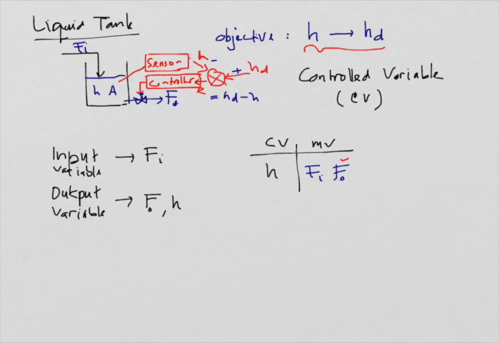But when we make the configuration of the controller like this, and we choose the FO as manipulated variable here, then we manipulate it by the control valve by the controller. So the FO is not an output variable in this control configuration. The FO is an input variable, because we choose this as manipulated variable.